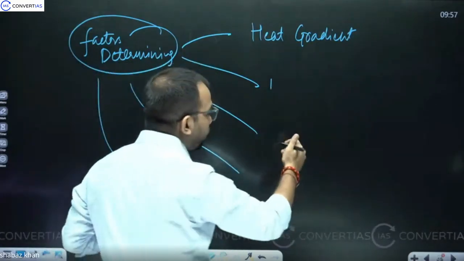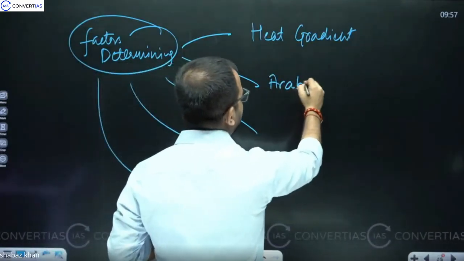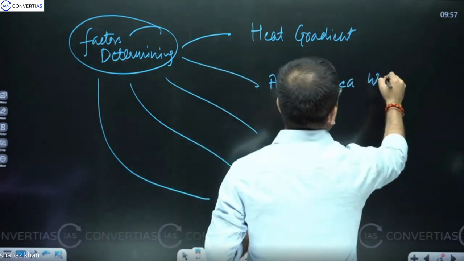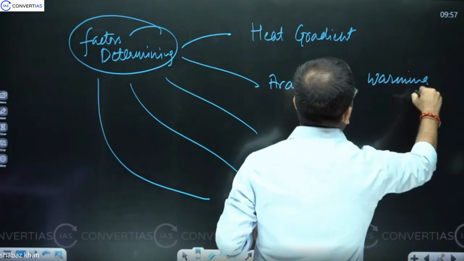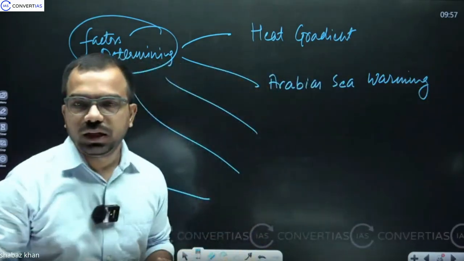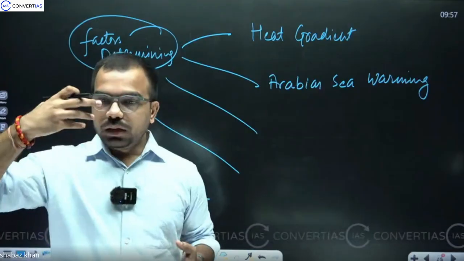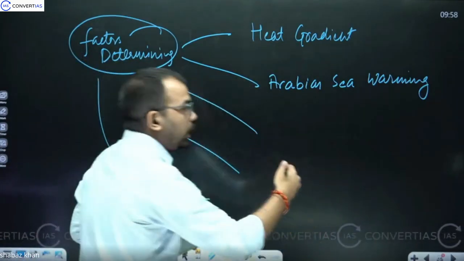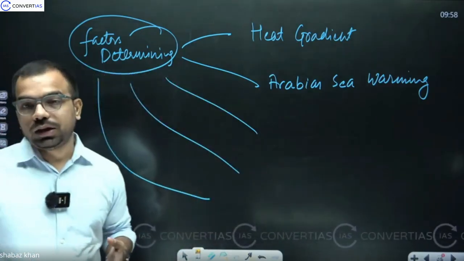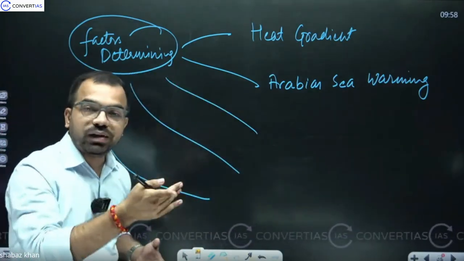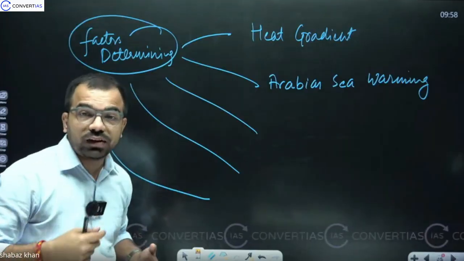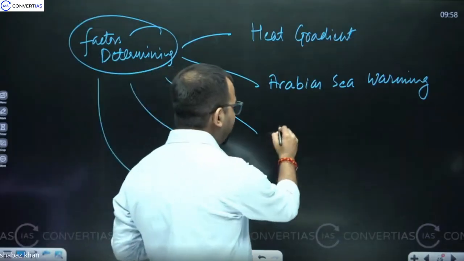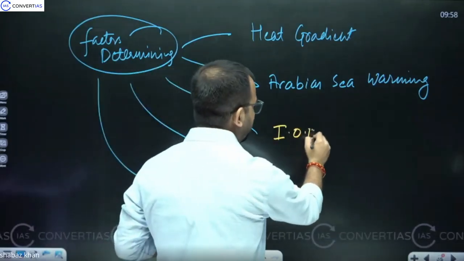Then talk about the Arabian Sea warming, which is one such factor. In the recent past 5 to 10 years, the Arabian Sea is seen to be getting a lot hotter in comparison to the Bay of Bengal. So that is also pushing the monsoon inside India. Apart from that, the Indian Ocean dipole is there.